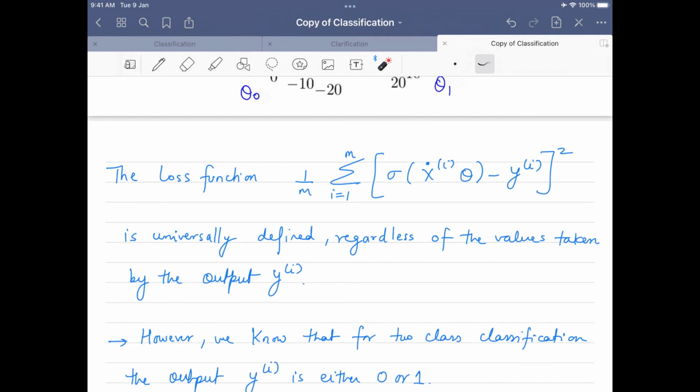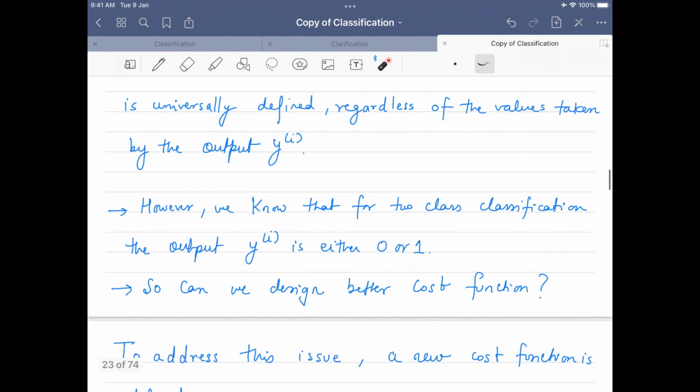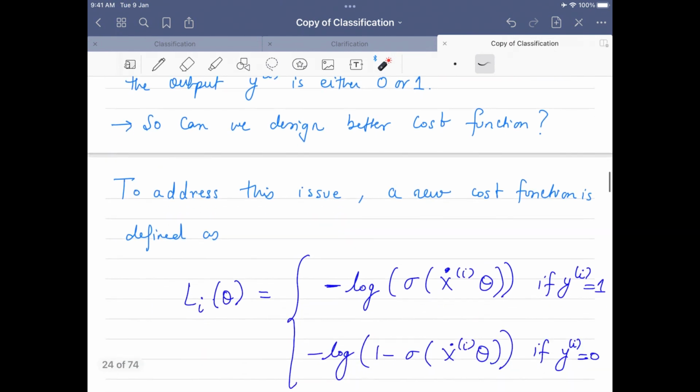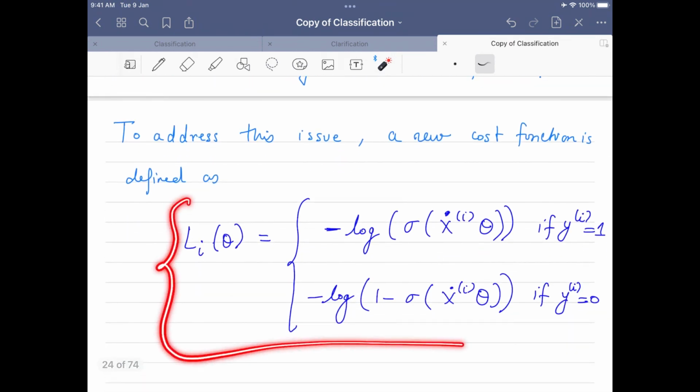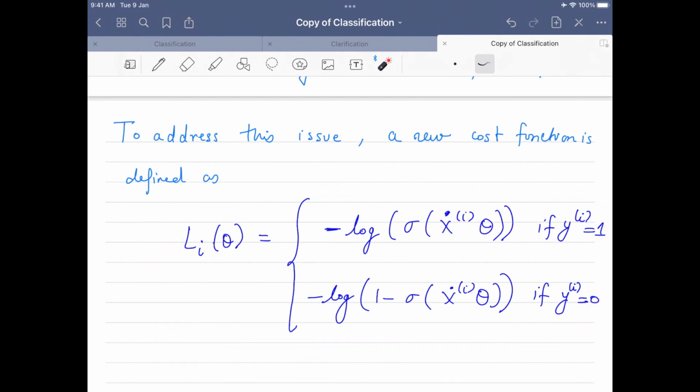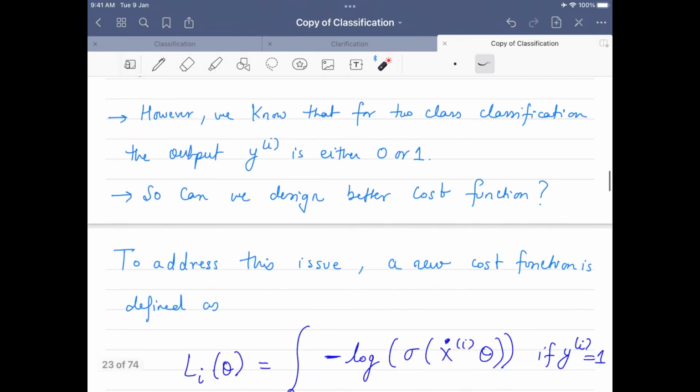But we want to find a cost function which is convex in the case of classification, as well as only handling 0 and 1, nothing else. So we want to design a cost function which fulfills two targets. One is handling only the 0 or 1 situation of yi, and second, it should be convex and not non-convex. To address that, we have this as the new loss function. This is the function that we will use for our classification setting.